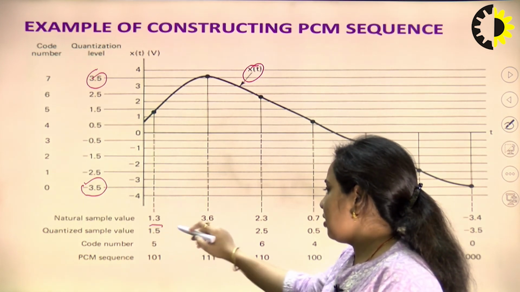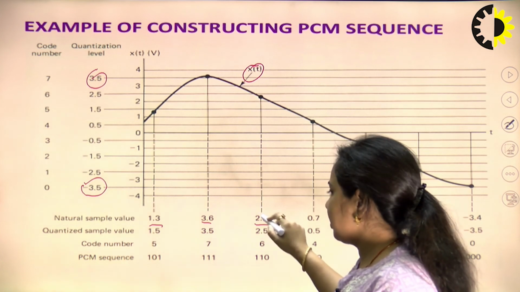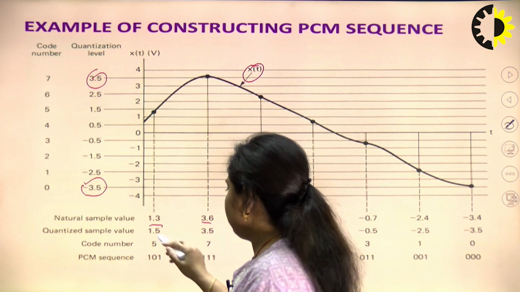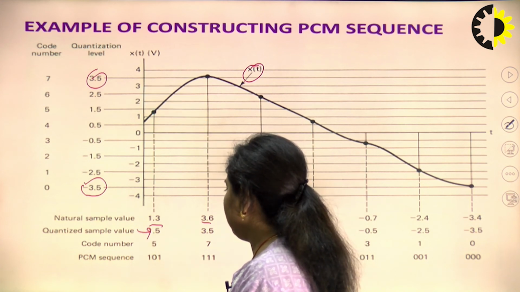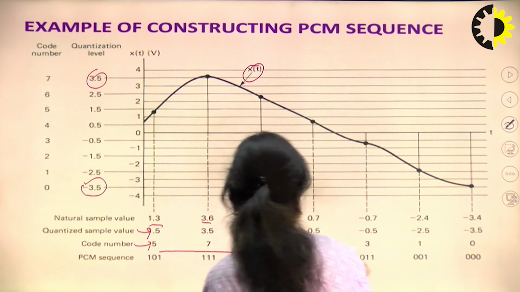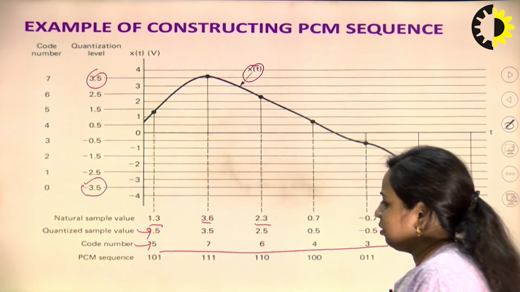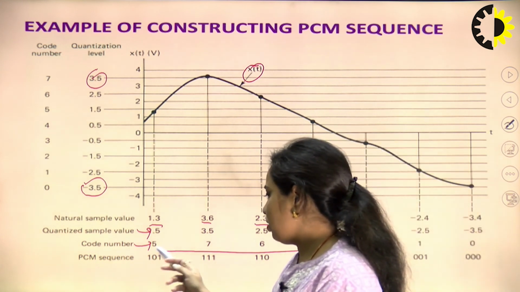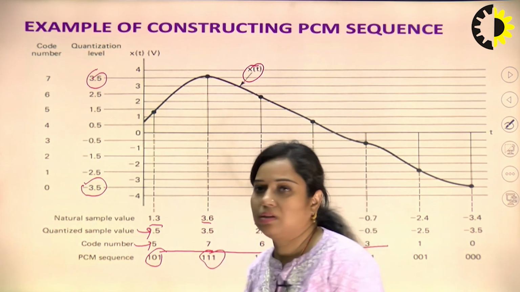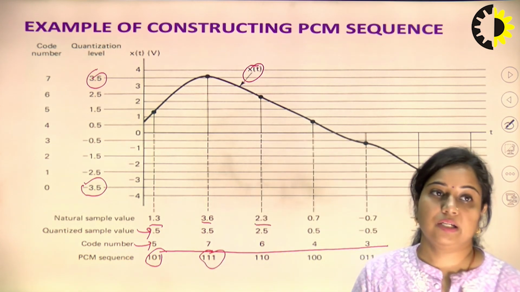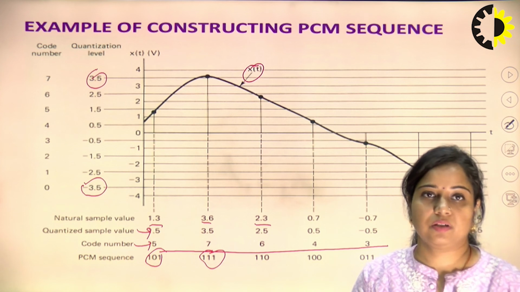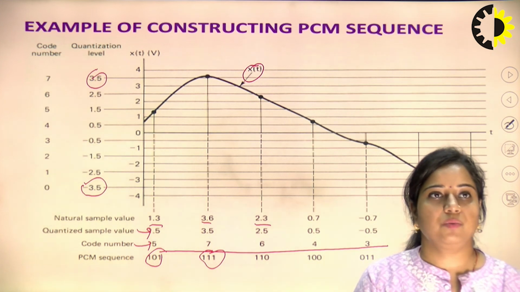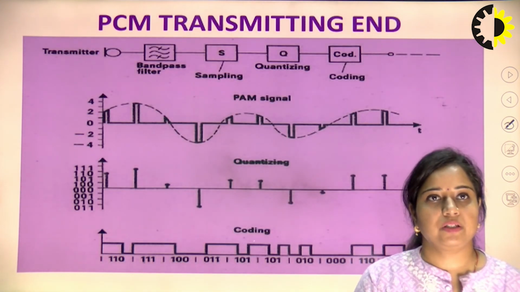This is the natural sample value, these are the exact values. Now, when it is rounded off to the levels that we have set, that will be the quantized sample value. Next, these are the code numbers that we have seen. These are converted using different PCM sequences, like 5 can be encoded using 101. This is just a binary representation of the decimal digit, and 7 is represented using 111. So, this is the PCM sequence. Now, next is the PCM transmitting end.